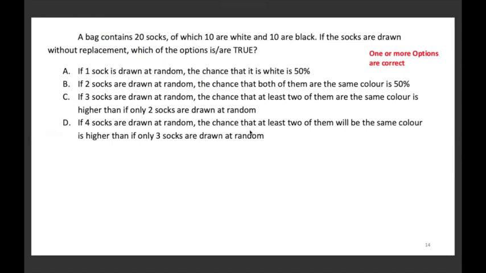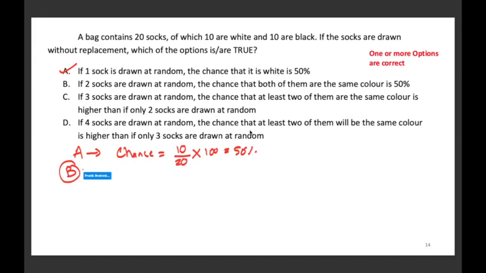If one sock is drawn at random, the chance that it is white is 50%. Yes. So A says the chance is 50%, which is true. Why? Because 10 socks है जो white होंगे, उसमें से total is 20. So your 10 chances and then 20 are the total into 100, which is 50% chances. So yes, A is correct.